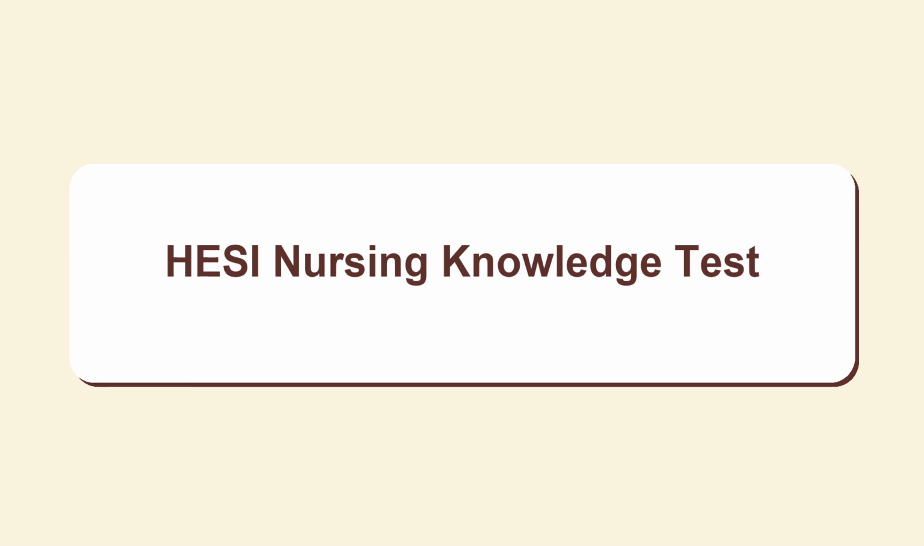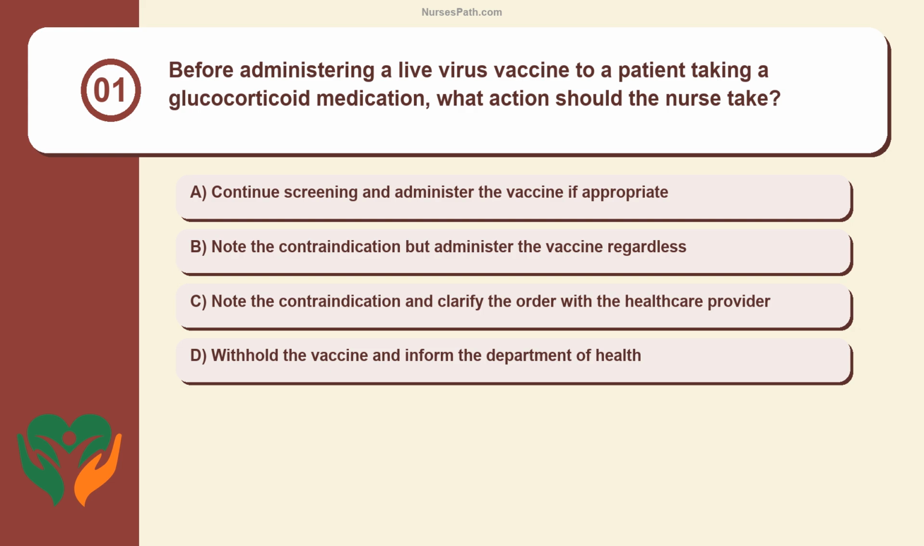HESI Nursing Knowledge Test. Question 1. Before administering a live virus vaccine to a patient taking a glucocorticoid medication, what action should the nurse take? A. Continue screening and administer the vaccine if appropriate.